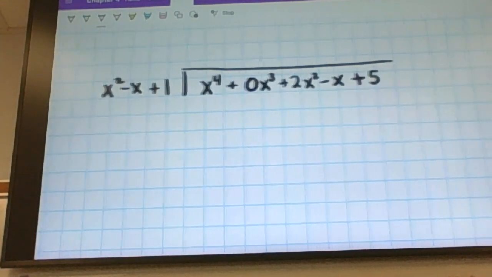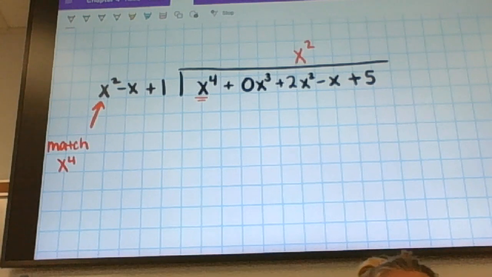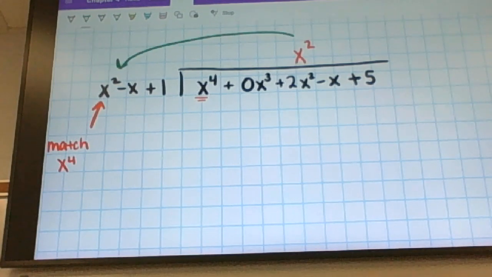What's the 2 called? That's a coefficient, a number in front of a variable. Okay, so I'm going to focus my efforts on making x squared match x to the 4th. Ignore everything else and focus there. What do I need to multiply x squared by to make it match x to the 4th? Well, just x squared. X squared times x squared is x to the 4th. Distribute down.